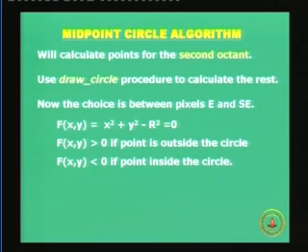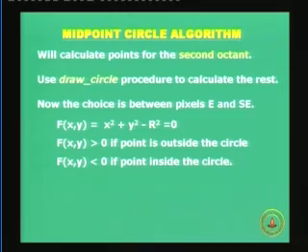Let us look at the implicit equation of a circle. It is given as, we have seen that earlier, f(x, y) = x² + y² − r² = 0. And the midpoint criteria we also know from Bresenham's in the case of a line; we apply the same logic. If the function value f(x, y) is more than 0, the point is outside the circle. If the value of f(x, y) is less than 0, then the point is inside the circle. This is easy for you to visualize. If you take points exactly on the circumference of the circle, the function value f(x, y) will be equal to 0.